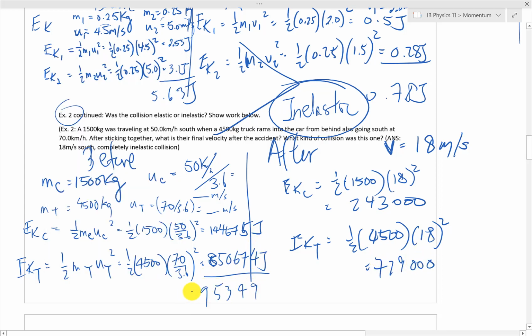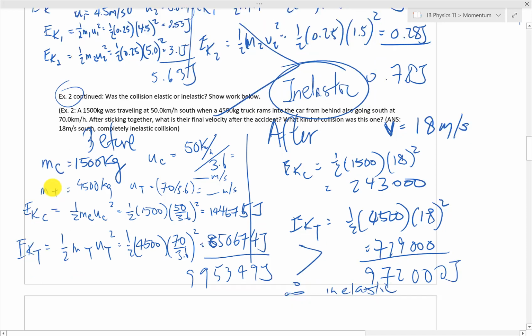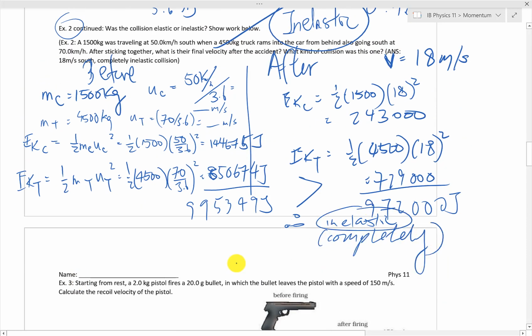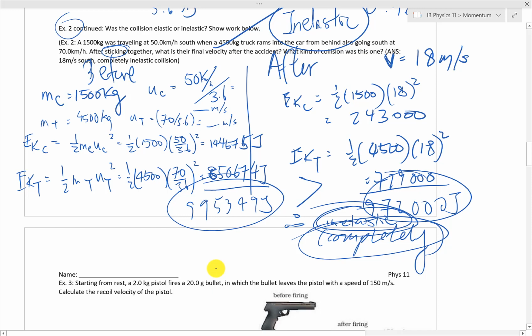We notice that the kinetic energy before the collision is greater, so there's a loss in kinetic energy overall, meaning that this is an inelastic collision. And since they are stuck together, this is in fact a completely inelastic collision. Okay, so here are the solutions for example 2 continued. We show that the kinetic energy before is greater, not by a lot, compared to the kinetic energy after the collision. Therefore it is an inelastic collision, and since the car and the truck were stuck together, we have a completely inelastic collision as a result.